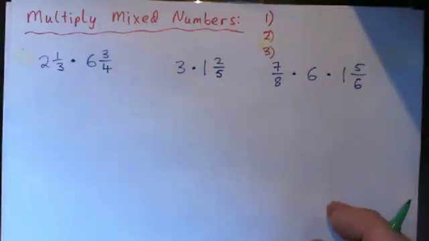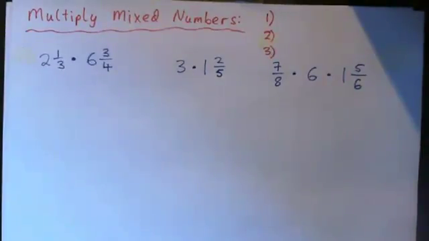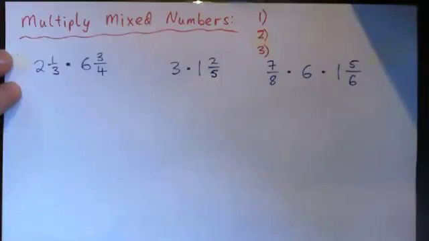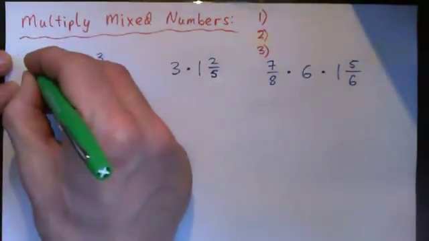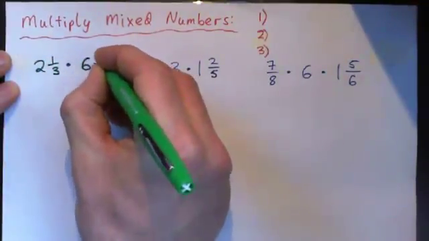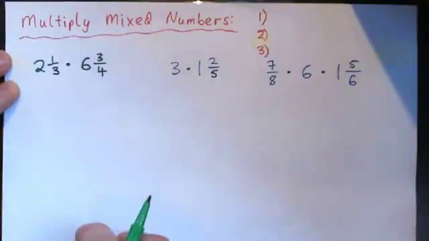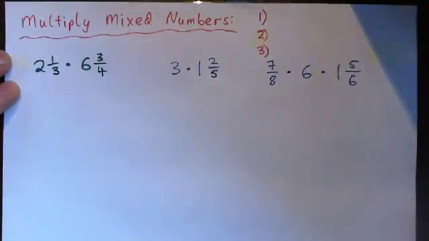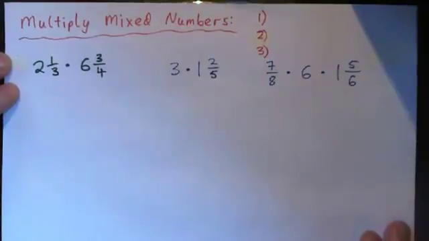So any idea of what you could do to make the problem a little bit simpler? Press pause in the video and see if you can guess what a nice first step would be to make this problem just a little bit simpler for us. Any idea? You could change the form of these mixed numbers. Change the mixed numbers into improper fractions, right? If we did that, it'll make things easier.